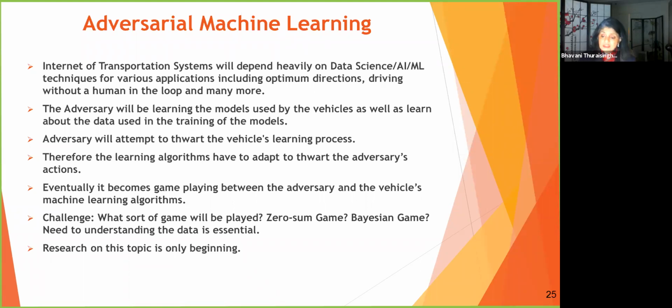What type of game? Is it a zero-sum game? Is it a Bayesian game? We have to understand the data. Understanding the data is essential. And research on this topic is just beginning. This is one of the hottest topics, right? As I said, adversarial machine learning. How do we bring that to cyber-physical systems, in particular the Internet of Transportation systems?